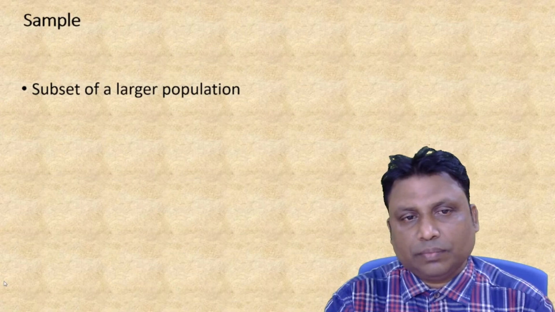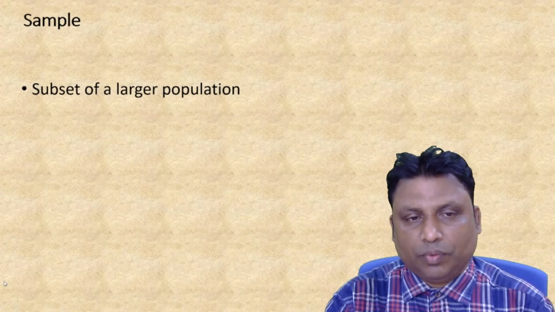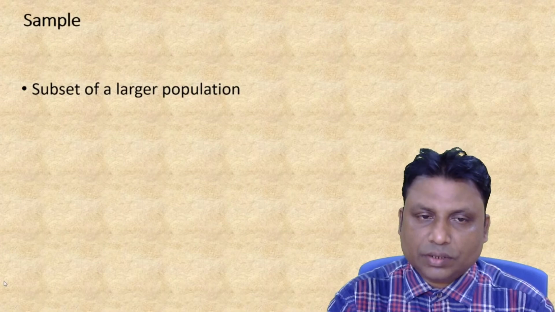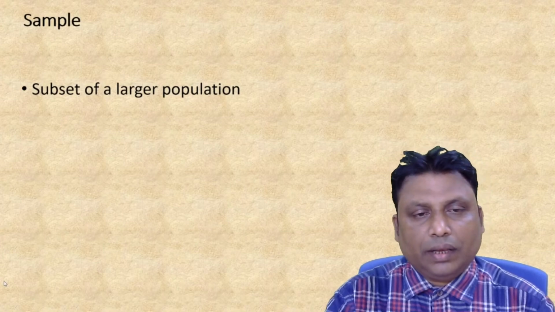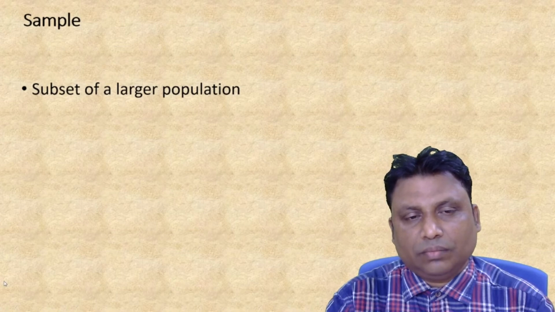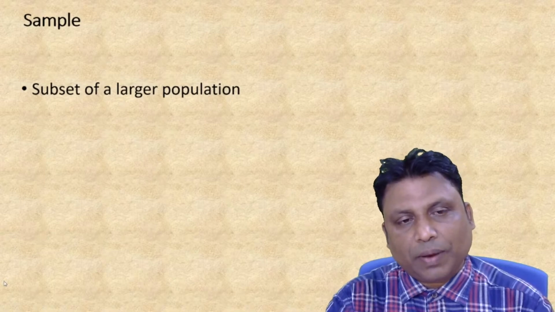Sometimes the population is known or sometimes the population is not known. This is called the infinite population. At that time also we can collect the sample or select the sample. Suppose we have to collect the information from the state of Odisha. This is a finite population.